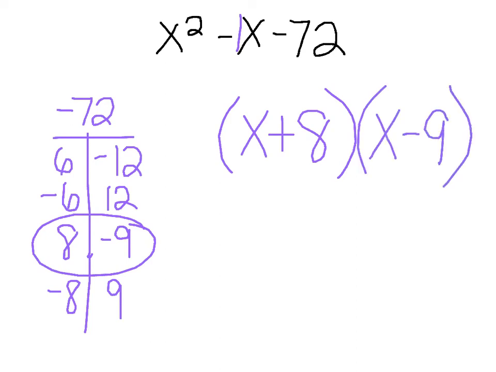If you don't understand how I went straight to this answer, write out all the factors of 72. It will take you a little bit longer, but it's better to take longer and get the right answer than to not get the right answer at all. And that's factoring completely using all the methods we've learned so far.